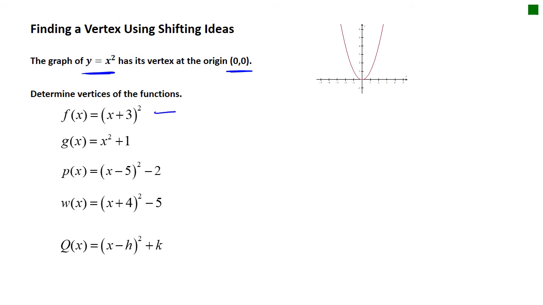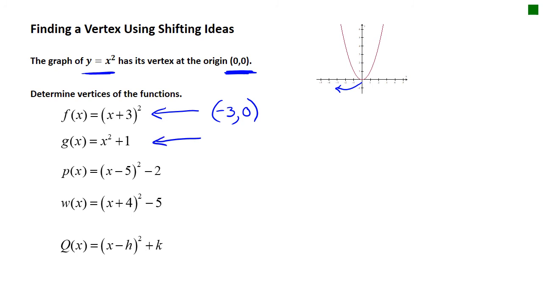So if we look at this first function, this is the one we had in the last, all of these are the examples from the last page. We have x plus 3 quantity squared. The 3 is on the inside, so remember that means shift left 3. So if my origin point, 0, 0, got shifted left 3 units, I would be at a -3. So it's only the x value that's shifting, so my y value would stay at 0. So there's my vertex, -3, 0.